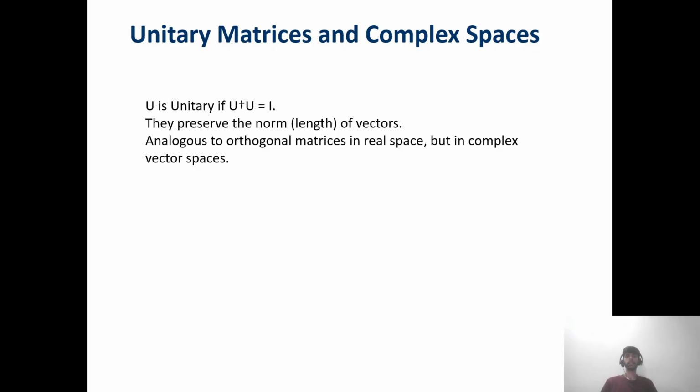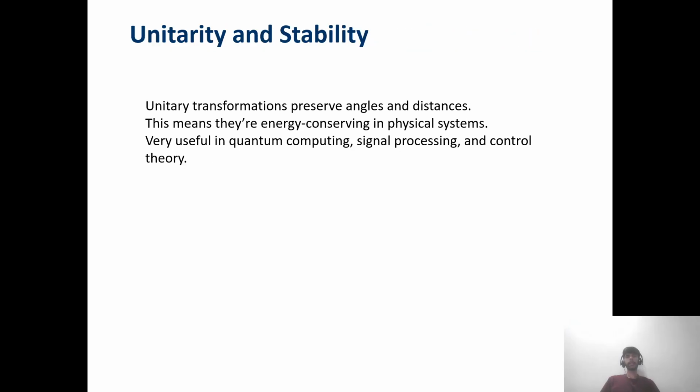If you have studied orthogonal matrices in real numbers, unitary matrices are their complex counterparts. Instead of distorting a space, unitary matrices perform rotations or reflections without changing distances. That's why they are so valuable. Unitary matrices are used in quantum computing to ensure that probability is conserved during computations.